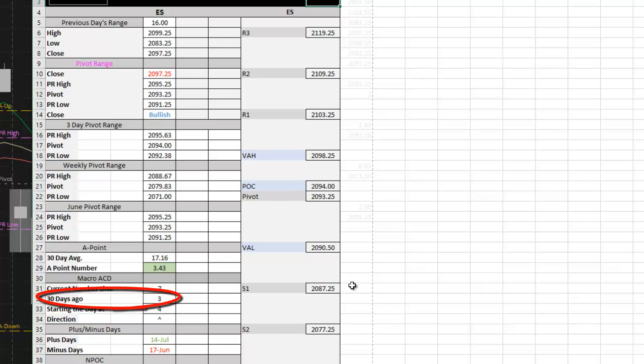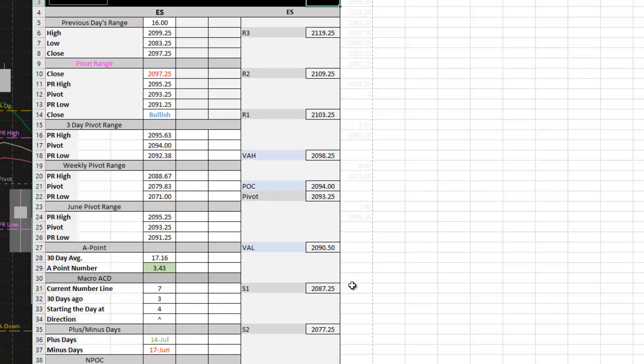One thing we know from our plus and minus days is that if we had a plus day or a minus day 30 days ago, we're looking to see if that will repeat. I get in the habit of watching what we did 30 days ago. Well, 30 days ago, we had a +3. So I'm going to be anticipating to see if we can have a +3 day again today.